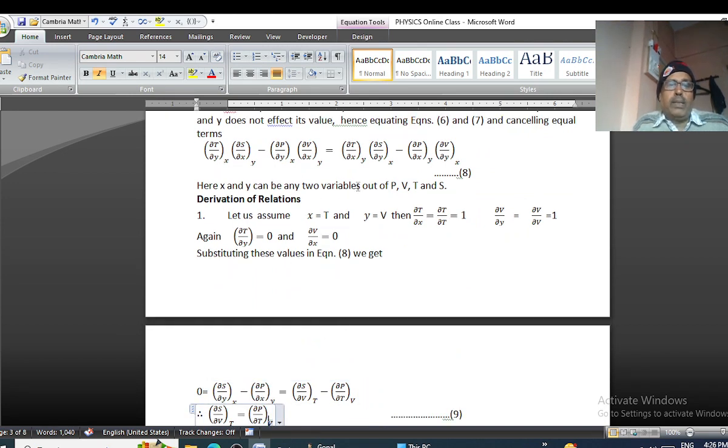Here x and y can be any two variables out of P, V, T, S, as I told you earlier. P may be x or y, V may be x or y, T may be x or y, S may be x or y. So first let us assume x is equal to T and y is equal to V. If x is equal to T, then ∂T/∂x is equal to 1. If x is equal to T, then ∂T/∂y is equal to 0, because I have assumed T as x, so its differentiation with respect to y will be 0. Similarly, V is y, so its differentiation with respect to y will be 1, and with respect to x it will be 0.